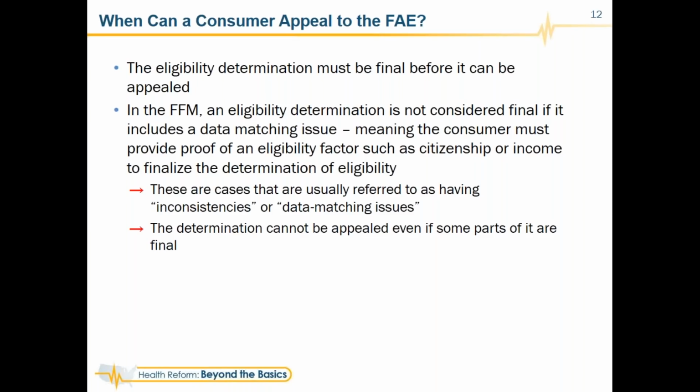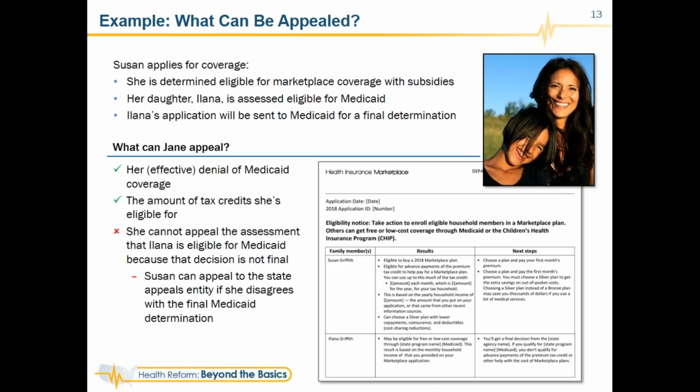Okay, so let's go into a couple of examples. This first one here, we have Susan who applied for coverage, and she's determined eligible for marketplace coverage with APTCs, and her daughter is determined eligible for Medicaid.